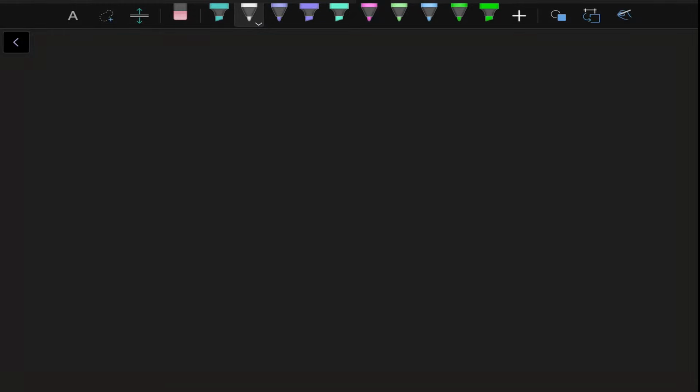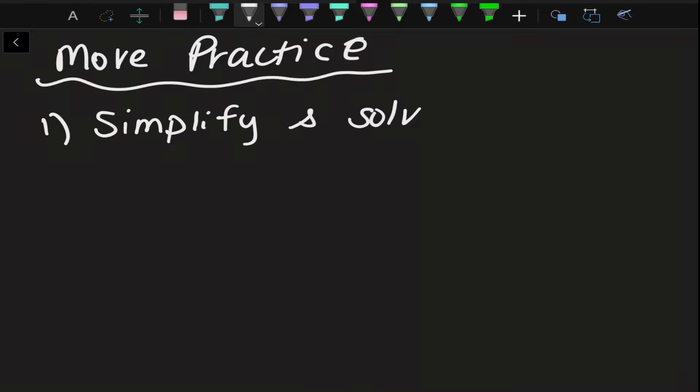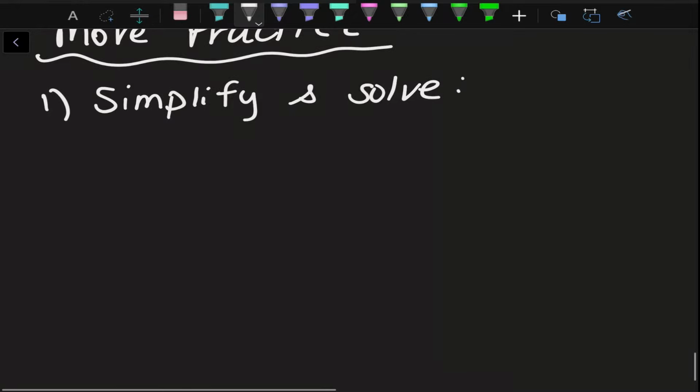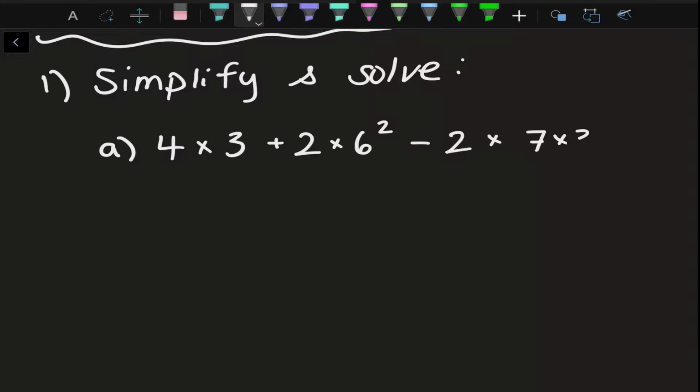Okay? So first, we'll label this more practice. Okay, so the first question I have for you is simplify and solve. So for all of these, we're going to simplify them and solve them. Okay, so for the first question in this portion, I have 4 times 3 plus 2 times 6 squared minus 2 times 7 times 3.